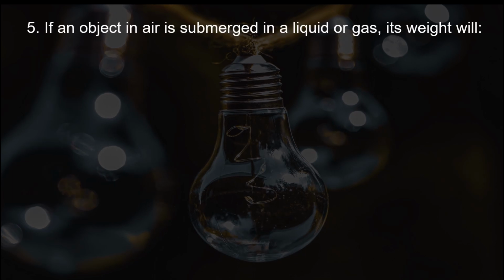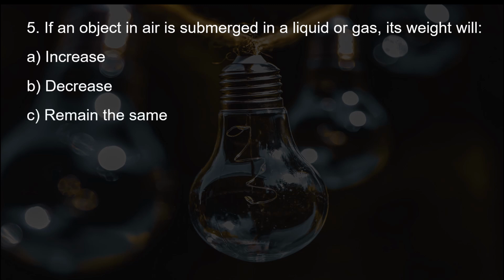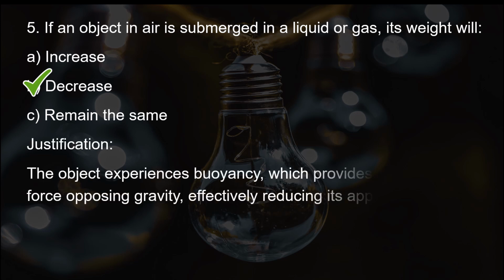Question 5. If an object in air is submerged in a liquid or gas, its weight will: A, increase, B, decrease, C, remain the same. Justification: the object experiences buoyancy, which provides an upward force opposing gravity, effectively reducing its apparent weight.